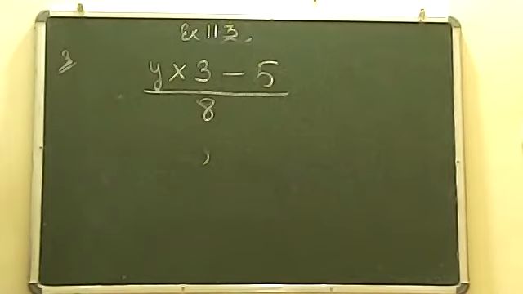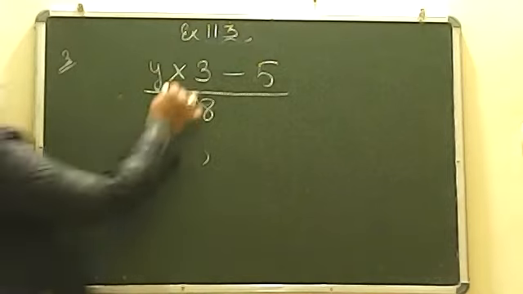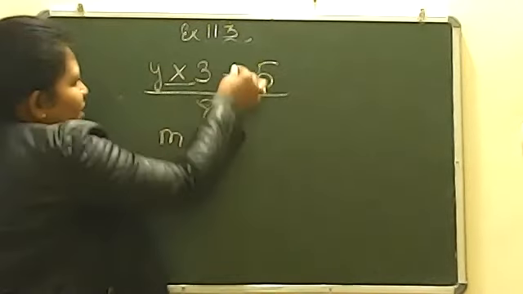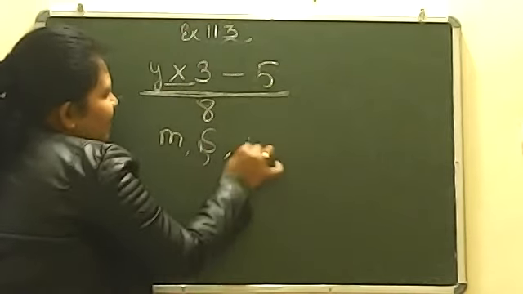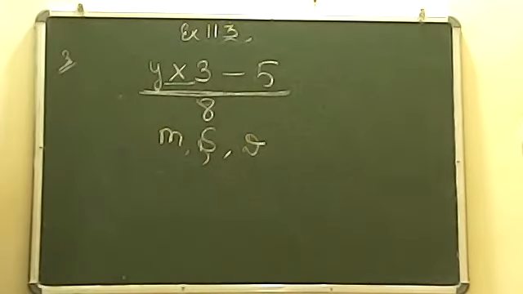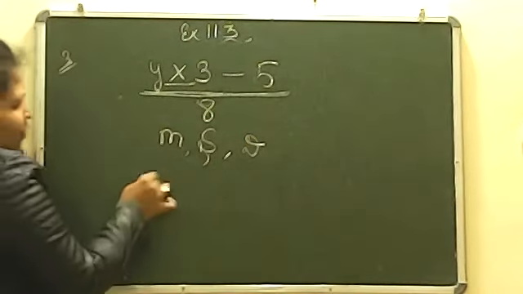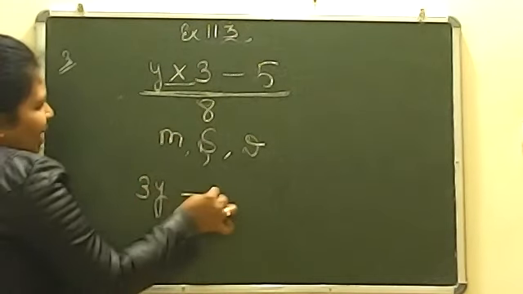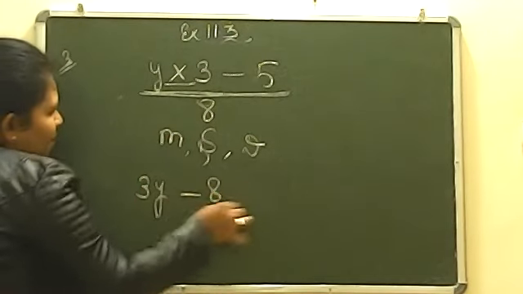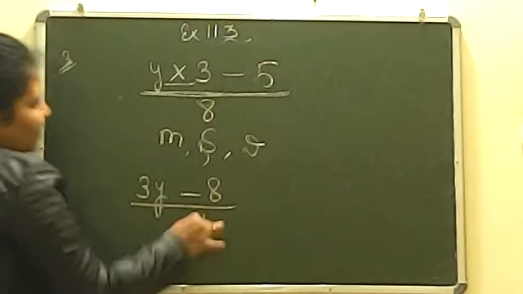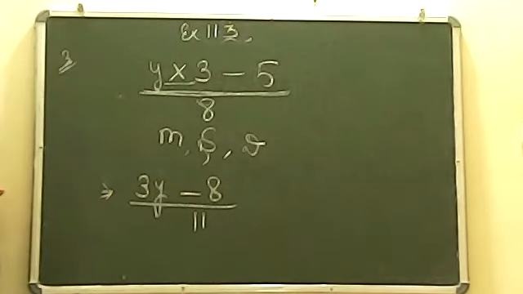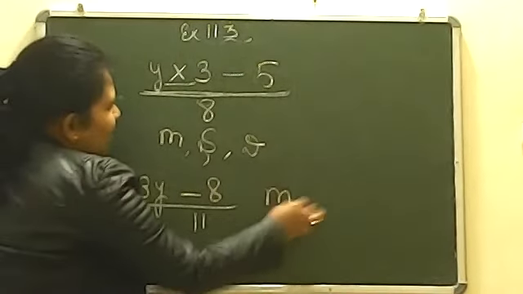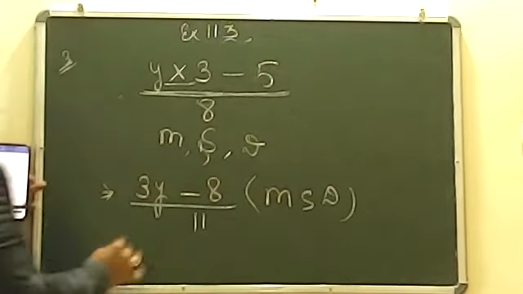जल्दी से बताओ फटाफट. Very good. Very nice. First one, multiply, M. Second one, subtraction, S. Third one, this upon sign, that is division. Okay, M, S, D. I'm giving you one more question. 3y minus 8 upon 11. Tell me. Very true. Again, M, S, D.